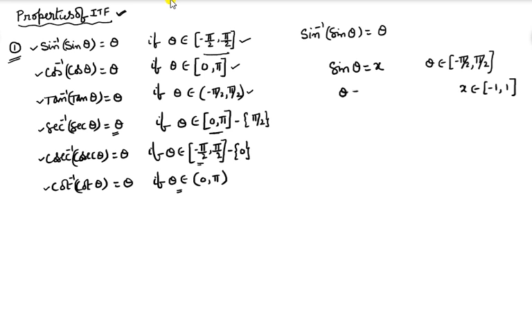So now I can write theta is equal to sin inverse x, because theta is in the principal branch and x is also in the principal domain. So theta is equal to sin inverse x we can write. Now I can write this as sin inverse of x, and x is nothing but sin theta. So that is the reason we get sin inverse of sin theta is equal to theta. Similarly we can prove the other results.